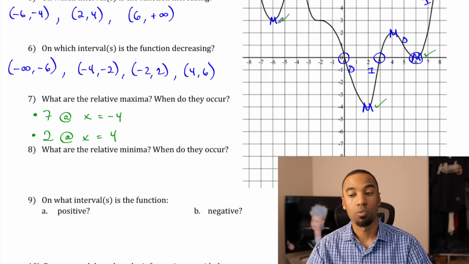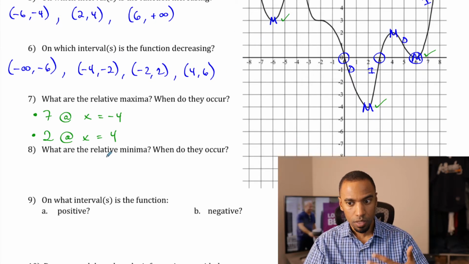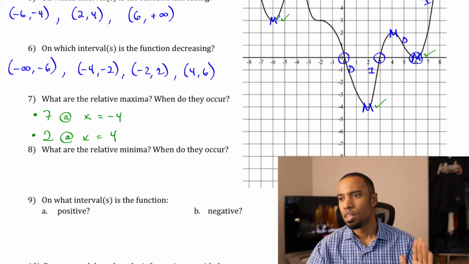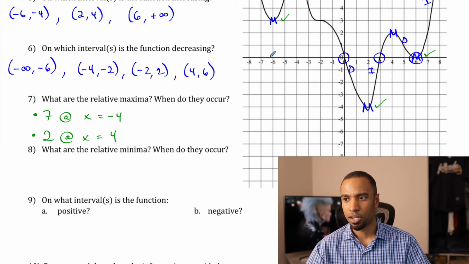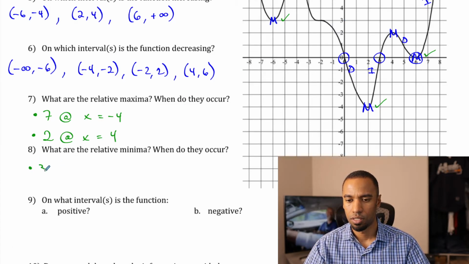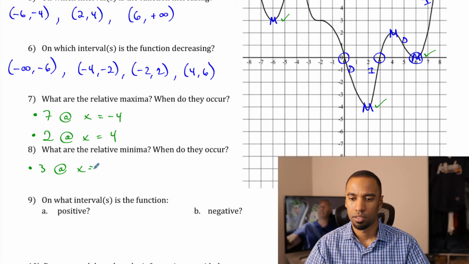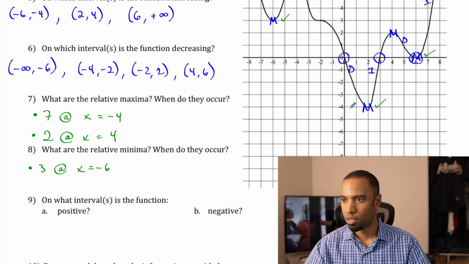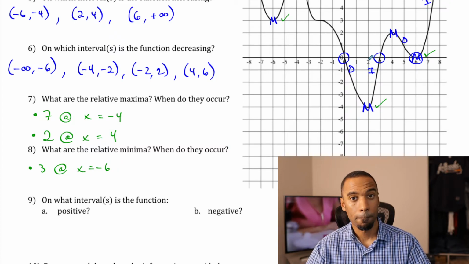There's a minimum, remember these are called relative mins, relative maxes. There's a relative minimum, remember, it's not the lowest the graph goes. There's a relative minimum of 3 that occurs at x equals negative 6. There's a relative minimum of negative 4 that occurs at x equals 2.